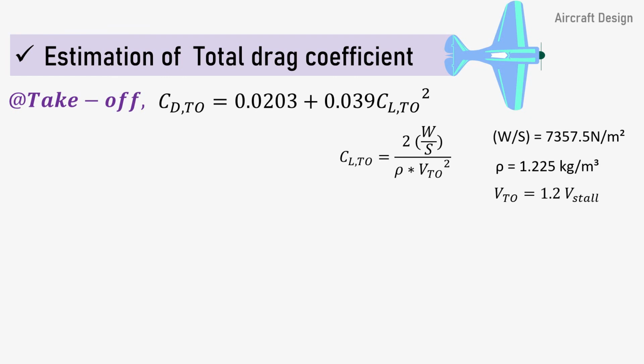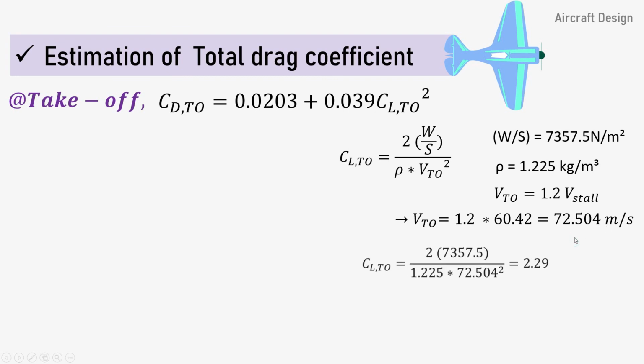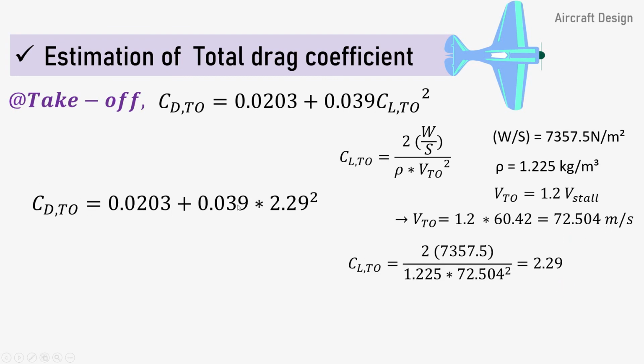Rho at sea level is 1.225. V_TO is the velocity during takeoff, found using 1.2 times V stall. V stall is around 60.42, which was found in the wing design, so we get around 72.504 meters per second. Substituting these values, we get around 2.29. Applying in the drag polar equation, 0.0203 plus 0.039 into 2.29 squared, we get that the total drag coefficient during takeoff is around 0.225.